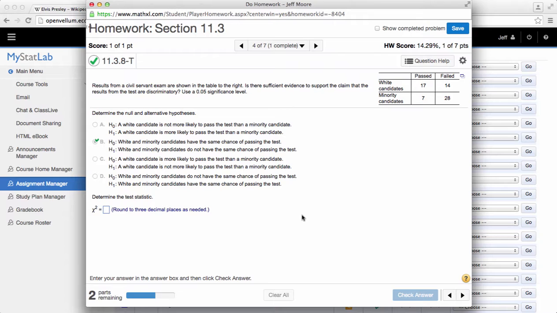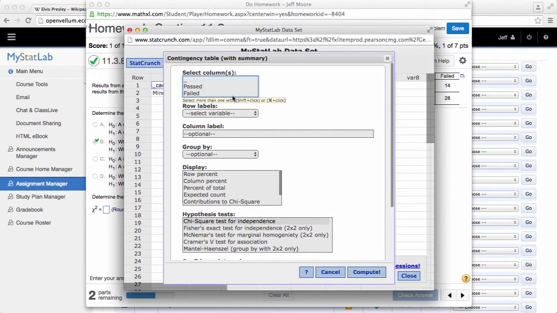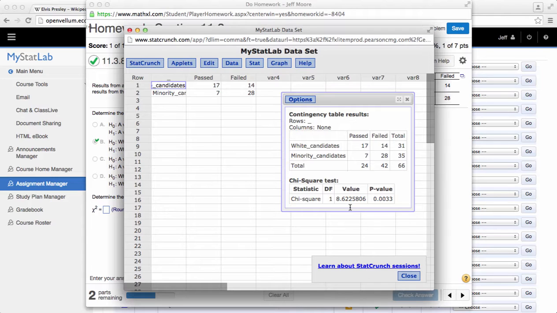Now this is a test of independence. So what we'll do is click the little rectangle and then select Open in StatCrunch. Then we'll click Stat, Tables, Contingency with Summary. What we have here is a contingency table where the responses have been summarized. In columns, we're going to select both passed and failed. Our row labels, we will just select the blank. Then make sure that we have chi-square test for independence selected and click Compute.